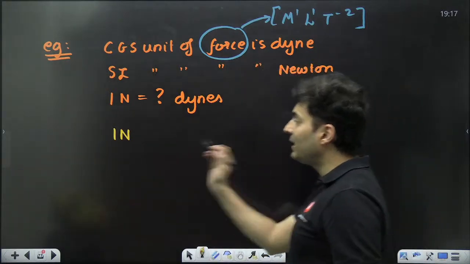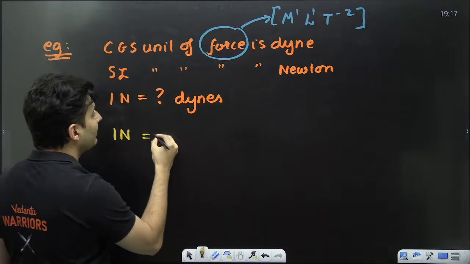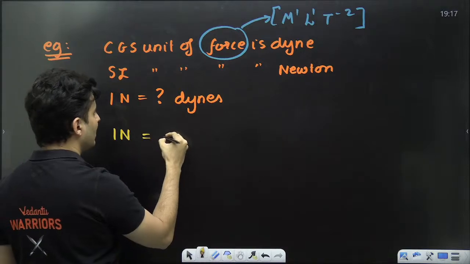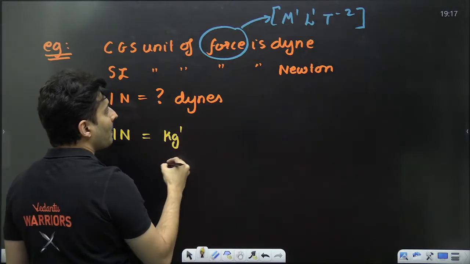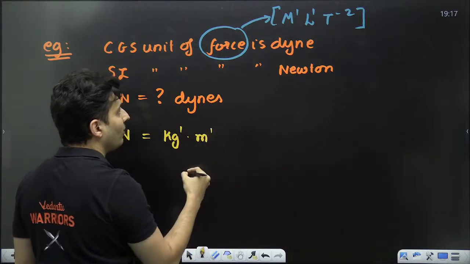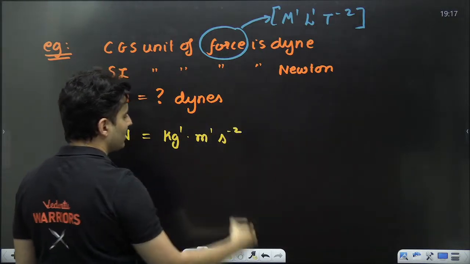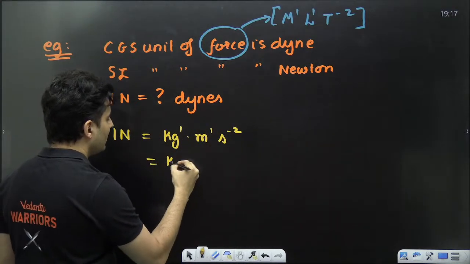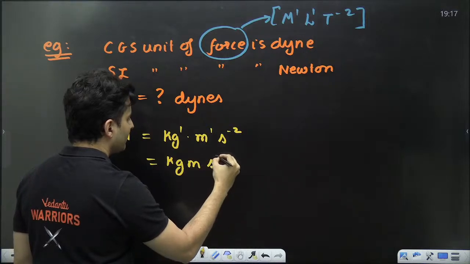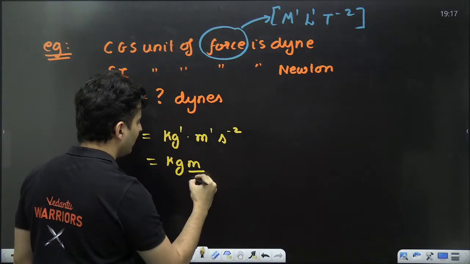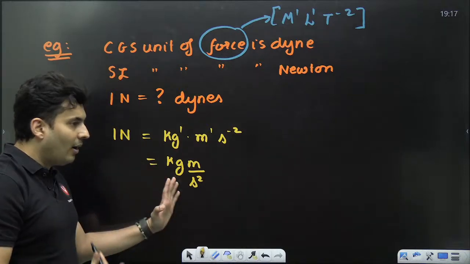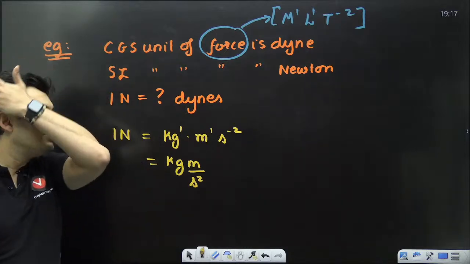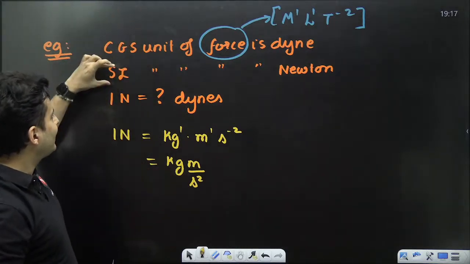So when I write 1 Newton, it will have the unit of mass, kg, length, and time in this manner: kg raised to 1, length is meter, meter raised to 1, second raised to -2. Is that right? Kg meter per second square. Now these are all fundamental units. Kg, meter and second. Aren't these fundamental SI units?